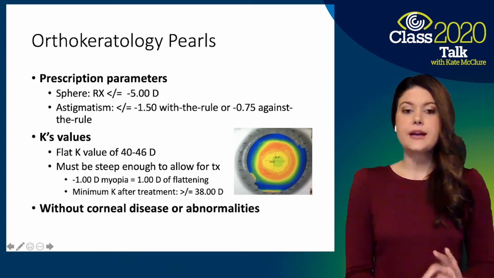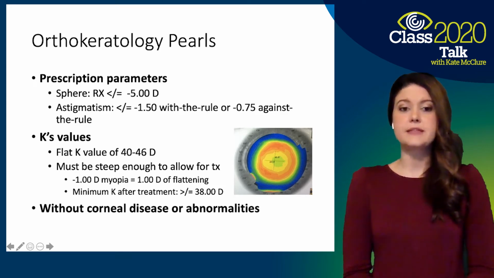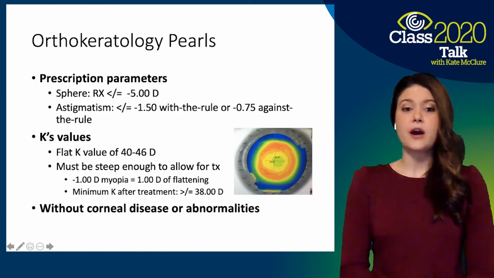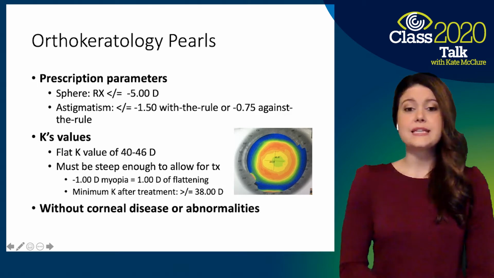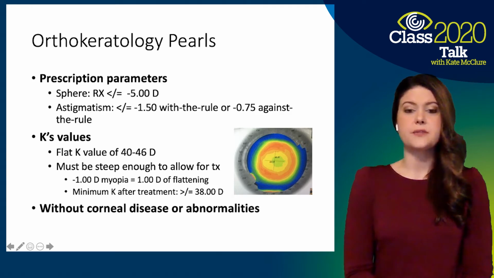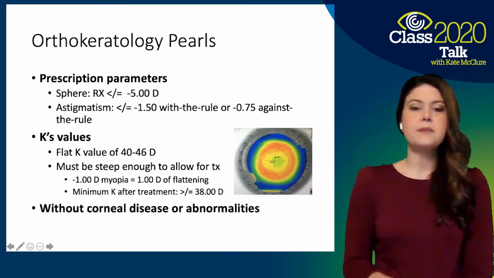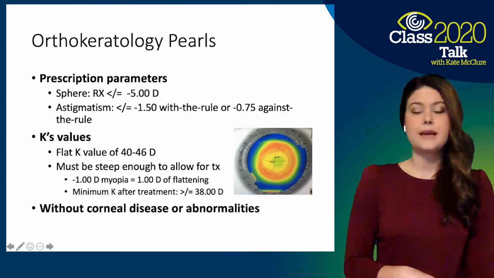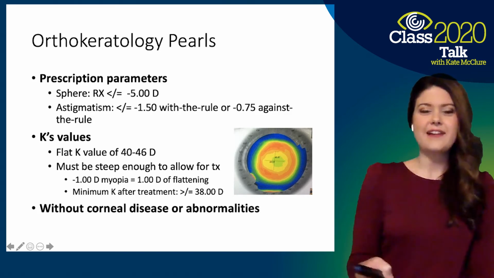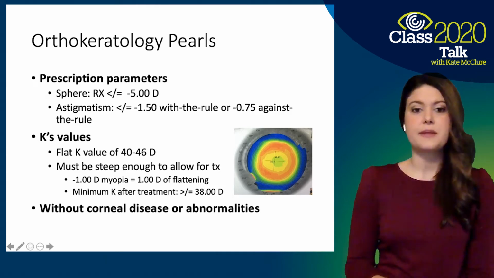Now, there's one other issue with that, which is that the Ks must also be steep enough to allow for treatment. Once again, talking about the flat K. So for every diopter of myopia, we're going to need a diopter of central flattening. The minimum K I like to flatten the cornea to is greater than or equal to about 38. So for example, if you have a patient that's a -4 myope and their flat K is 44, you're going to flatten on average about 4 diopters to bring them to a 40. That's above 38, and I'm perfectly comfortable with that.